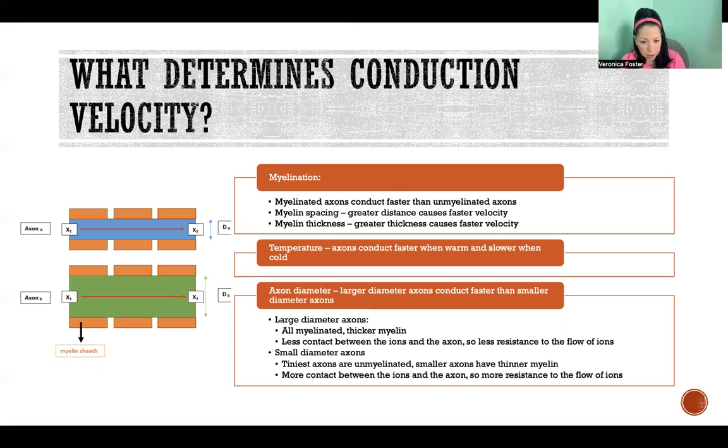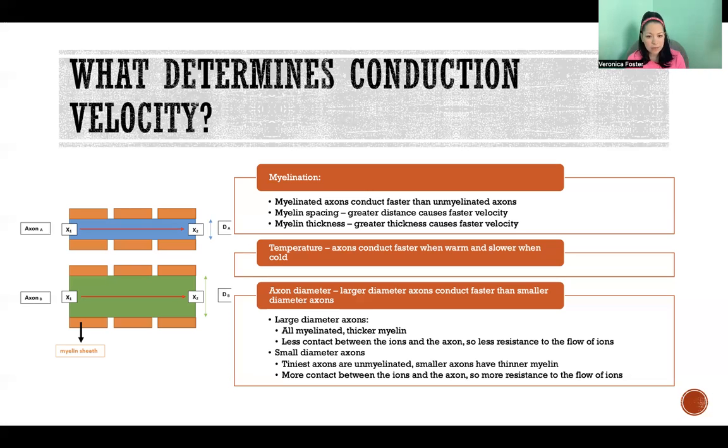In contrast, small diameter axons, the very teeniest ones, are all unmyelinated. It's like the smaller the axon, the less they structurally are able to support myelination. So the very teeniest of axons are all unmyelinated. Then the slightly larger ones, still very small axon diameters but large enough to support myelination, will have thinner myelin than the larger diameter axons, because they are smaller.